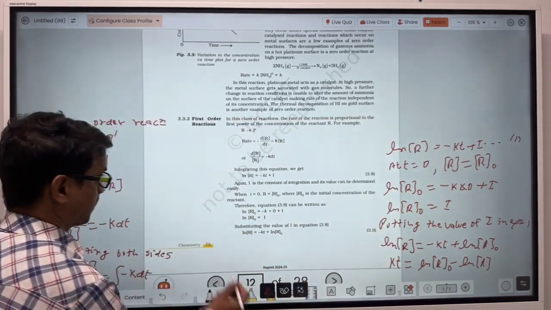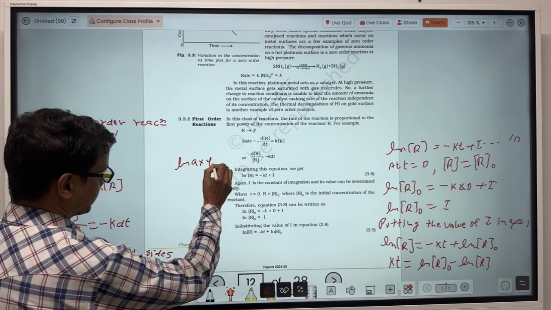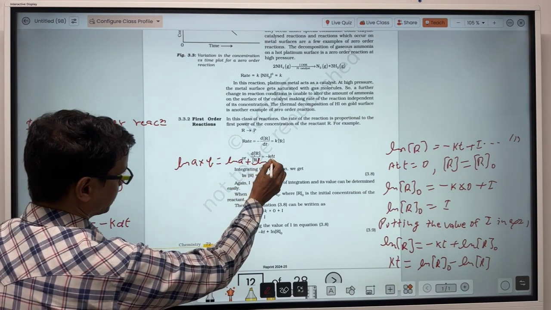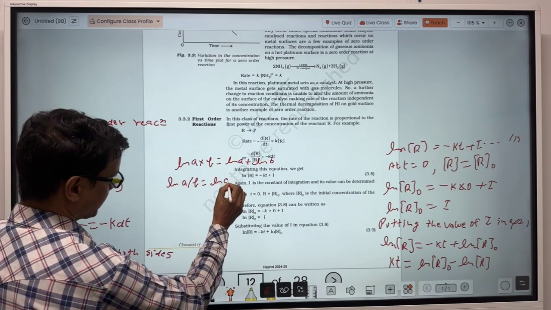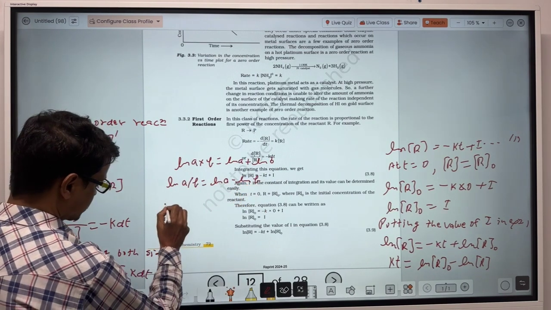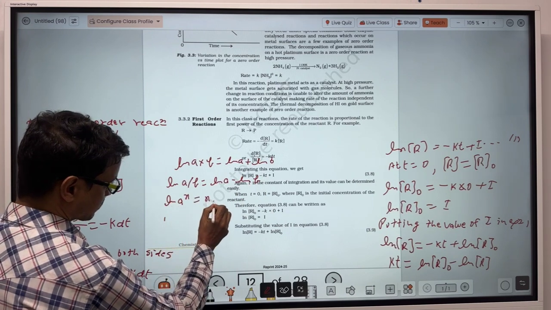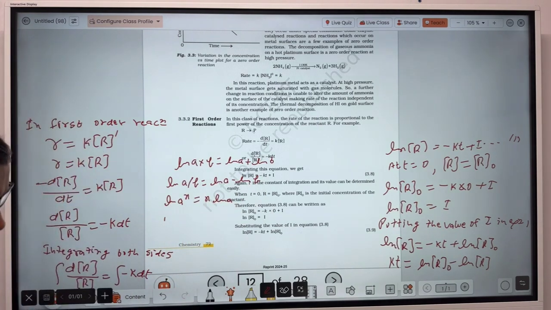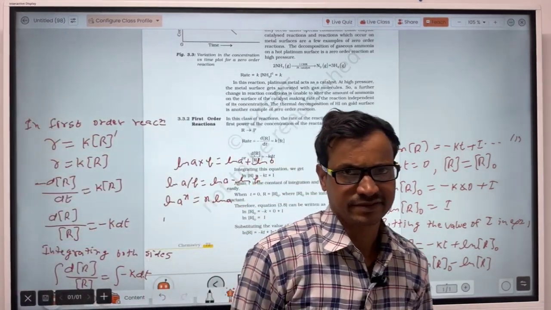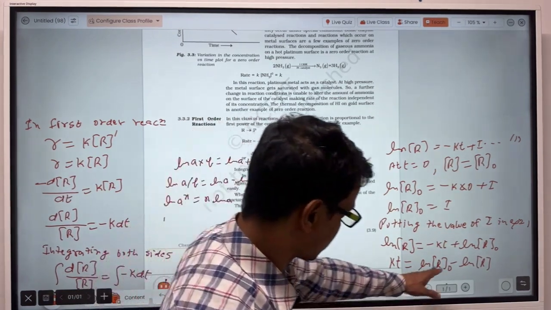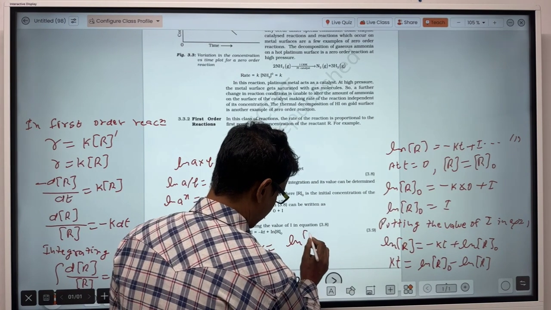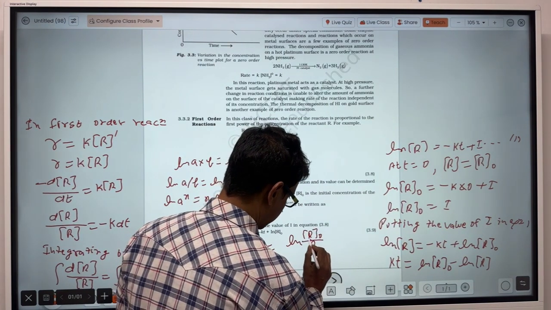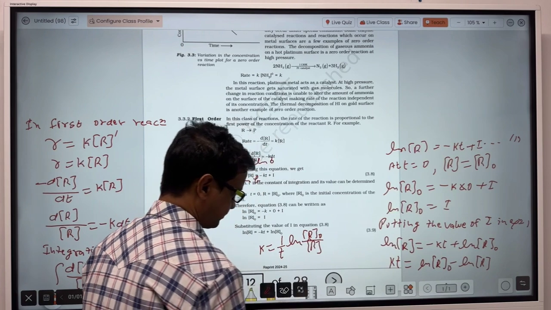Watch out here: log of A into B equals log A plus log B. Log of A upon B will be equal to log A minus log B. And log A to the power x equals x log A. Here it is natural log, and the same will be valid for log to the base 10. So kt equals log R naught minus log R. So k will be equal to log R naught minus log R, upon t.